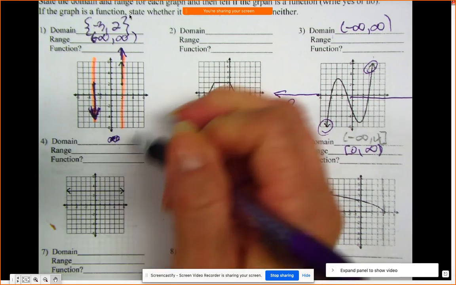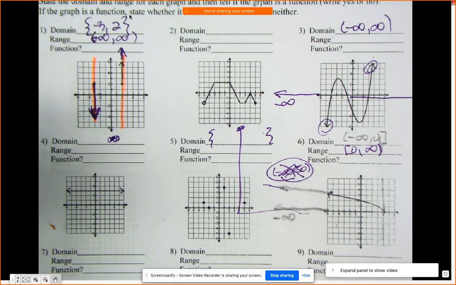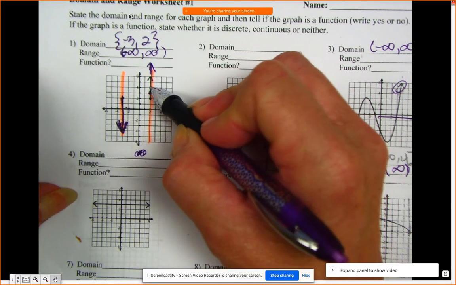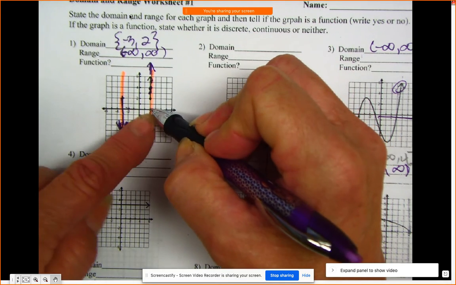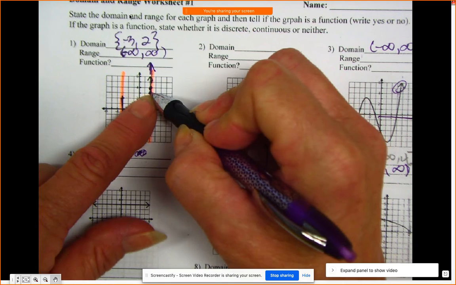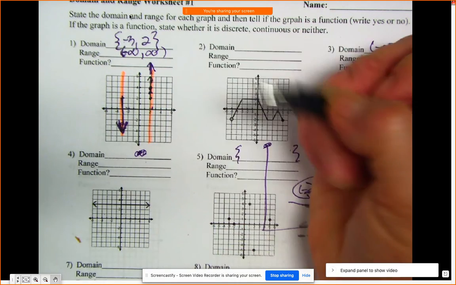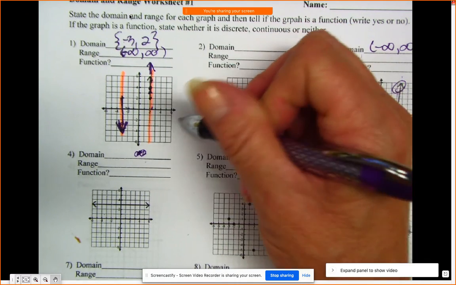Is it a function? Well, vertical line test, obviously, no. It's not a function because I hit right here. 2 is being a player. 2 is being partners with 2, with 3, with 4, with 5, with 6, all the way up to infinity. 2 is being really not a nice person.